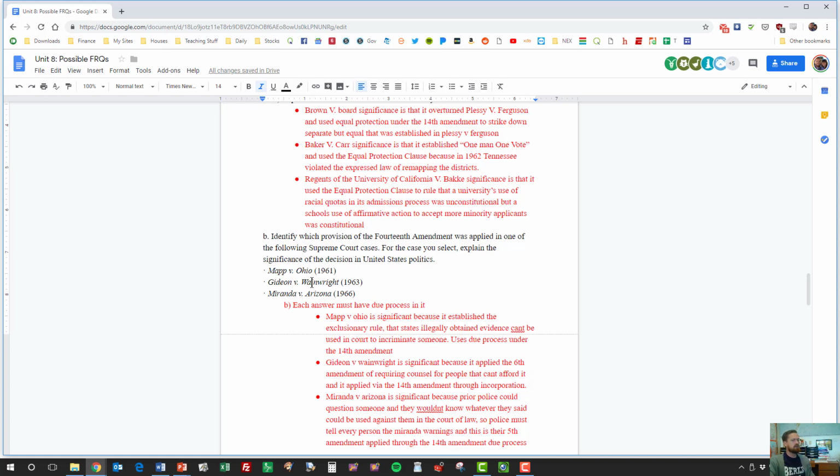So Mapp v. Ohio, bad evidence can't be used. Gideon v. Wainwright, I deserve a lawyer, especially if I'm poor. And Miranda v. Arizona, I have the right to remain silent. All of these are due process.